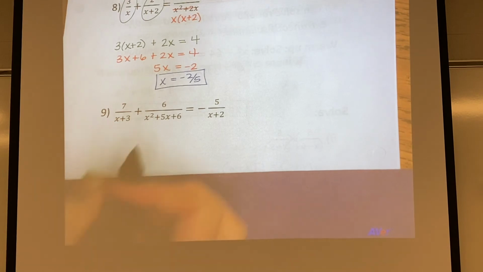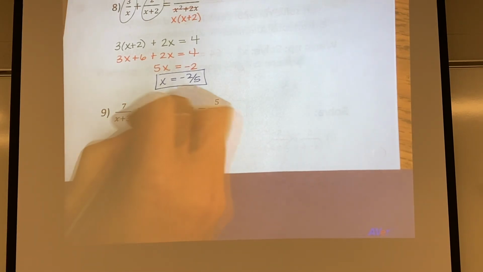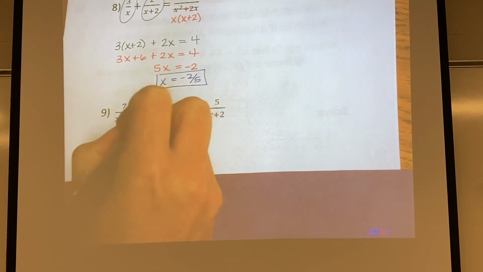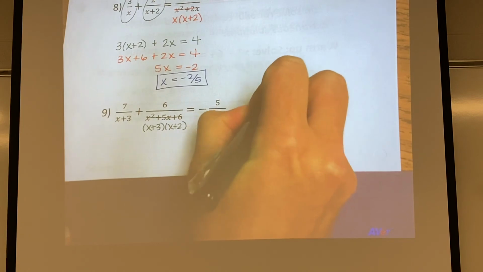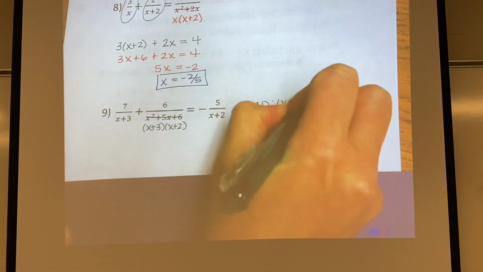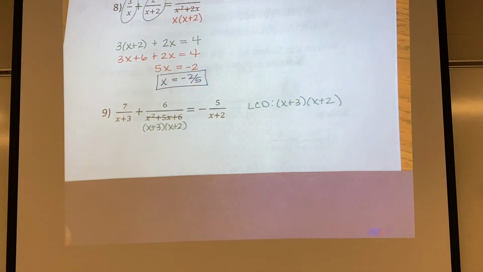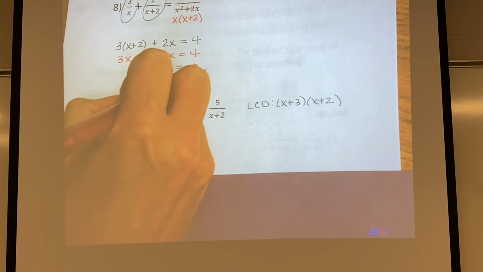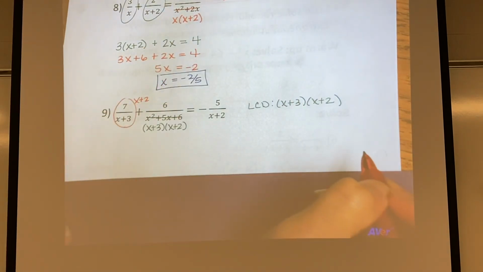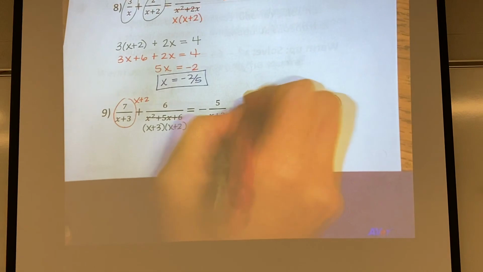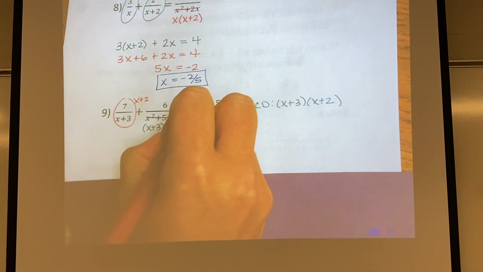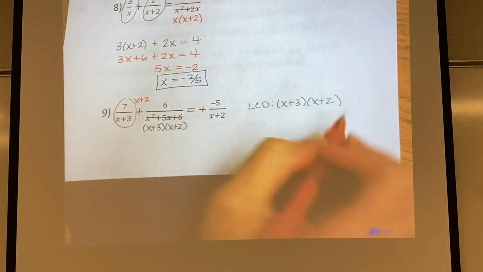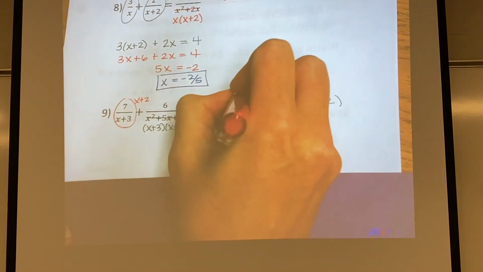All right, so the first thing I'm going to do is factor. So this x squared plus 5x plus 6 is x plus 3 times x plus 2. My LCD are then those two factors, x plus 3 times x plus 2. I'm going to go through and multiply by what's missing. So I'm multiplying this first fraction by x plus 2, and the middle one doesn't need anything, it already has both. And then this last one, now this is a little tricky, this minus out here, sometimes people forget that, so I would change that to plus a negative 5. But then we're going to multiply it times x plus 3.